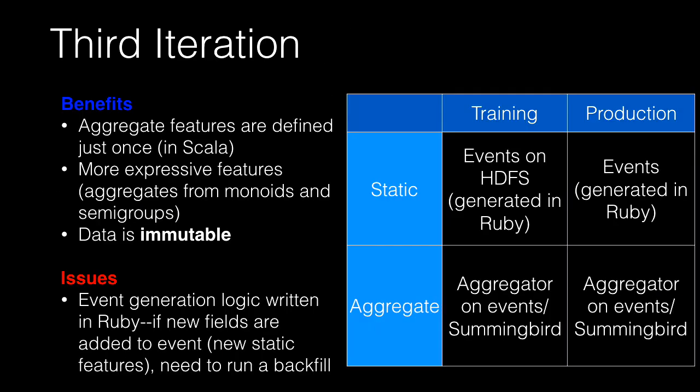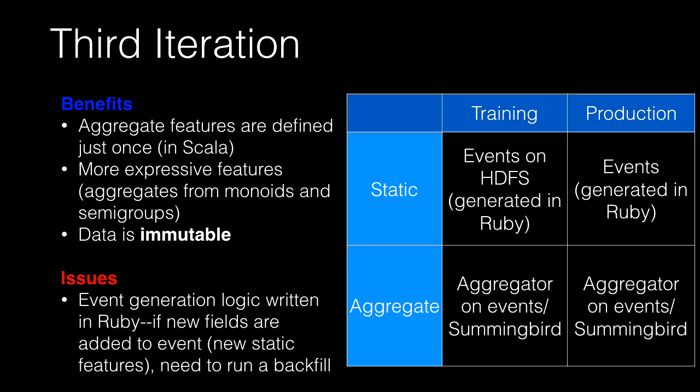So where does this leave us? For static features, we just have fields in the events on HDFS. They're computed in event generation in Ruby. For production static features, we're using the exact same event generation code to compute amounts and IP addresses and so forth in production. So the feature generation code for static features is the same both in training and in prod.